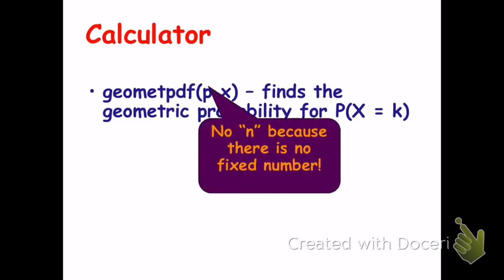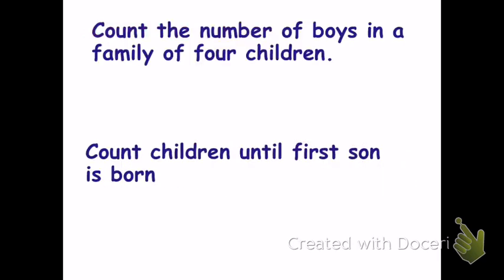Okay, these are the calculator rules. We already went over that. Unless obesity runs in your family. Count the number of boys in a family of 4 children. Would this be binomial or geometric?